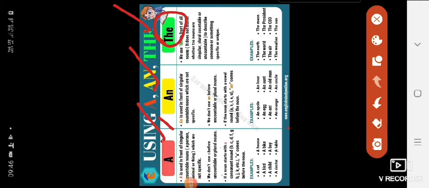Now coming to the third condition. If a noun starts with a consonant sound, B, C, D, F, G, H, K, etc., a comes before the noun. If a noun starts with consonant sound, consonant, we know there are 26 letters, and among these 26 letters there are 5 vowels. Consonants here mean all those letters other than the 5 vowel letters.